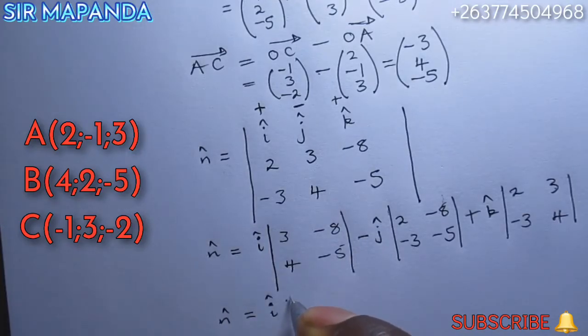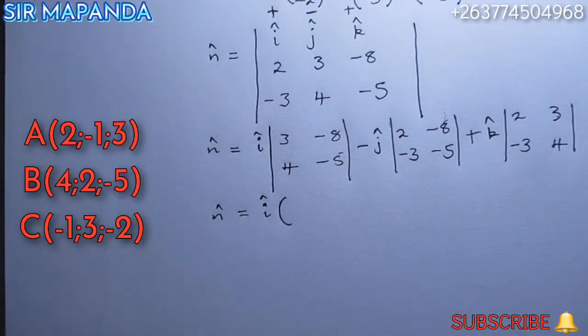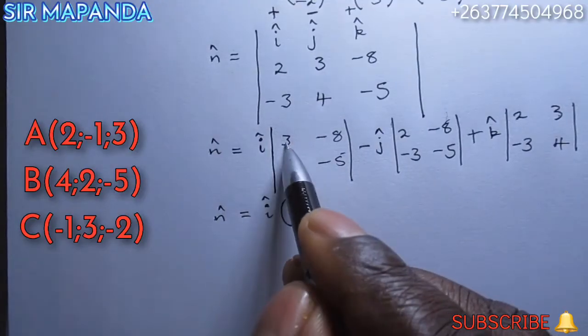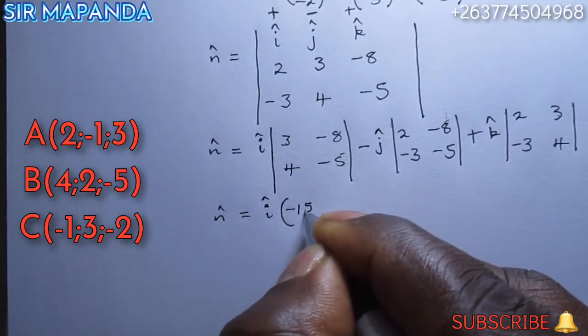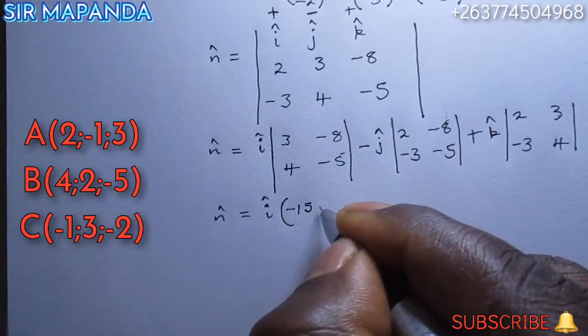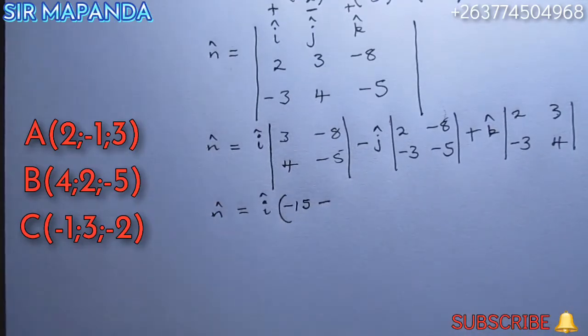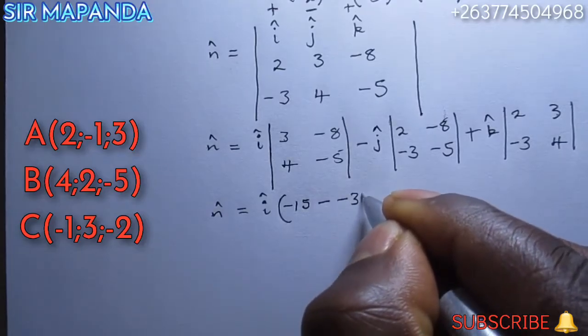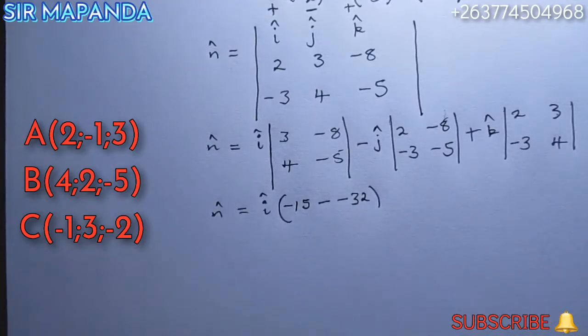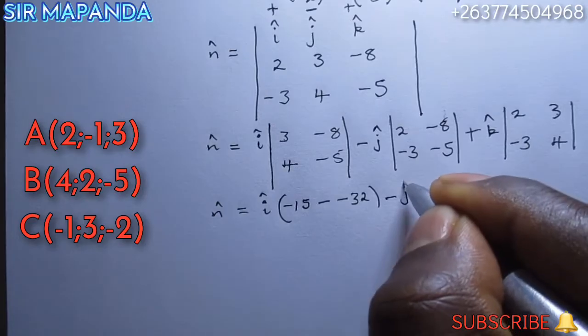After that, we need to calculate the determinant of the 2 by 2 matrices. When calculating the determinant, you start by multiplying the first diagonal. So 3 times minus 5 gives you minus 15. Then before you multiply the second diagonal, you put a negative sign. 4 times minus 8, you get minus 32. I hope you are following. Then you write minus j.